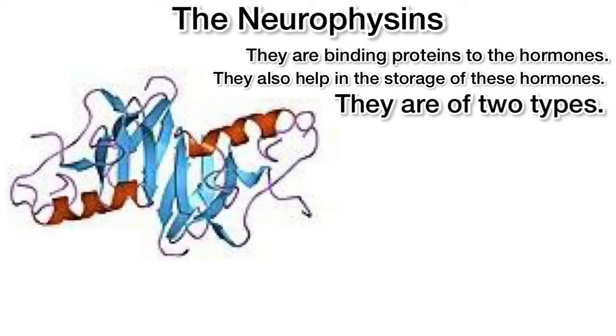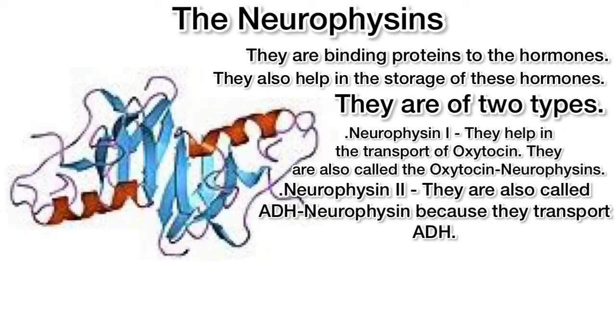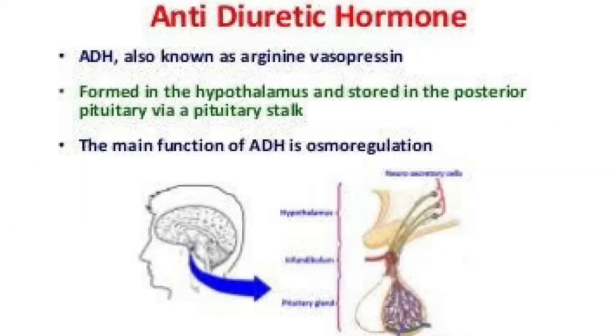All right, so there are two types of neurophysin. We have neurophysin 1, which you can also call the oxytocin neurophysin. The reason why it is called the oxytocin neurophysin is because it is the binding protein of oxytocin. And also we have neurophysin 2, which you can also call the antidiuretic hormone neurophysin, reason being that it binds the antidiuretic hormone. Okay, so let's talk about the antidiuretic hormone properly. Let's talk about the source of its secretion, the chemistry and its half-life, and also its actions.